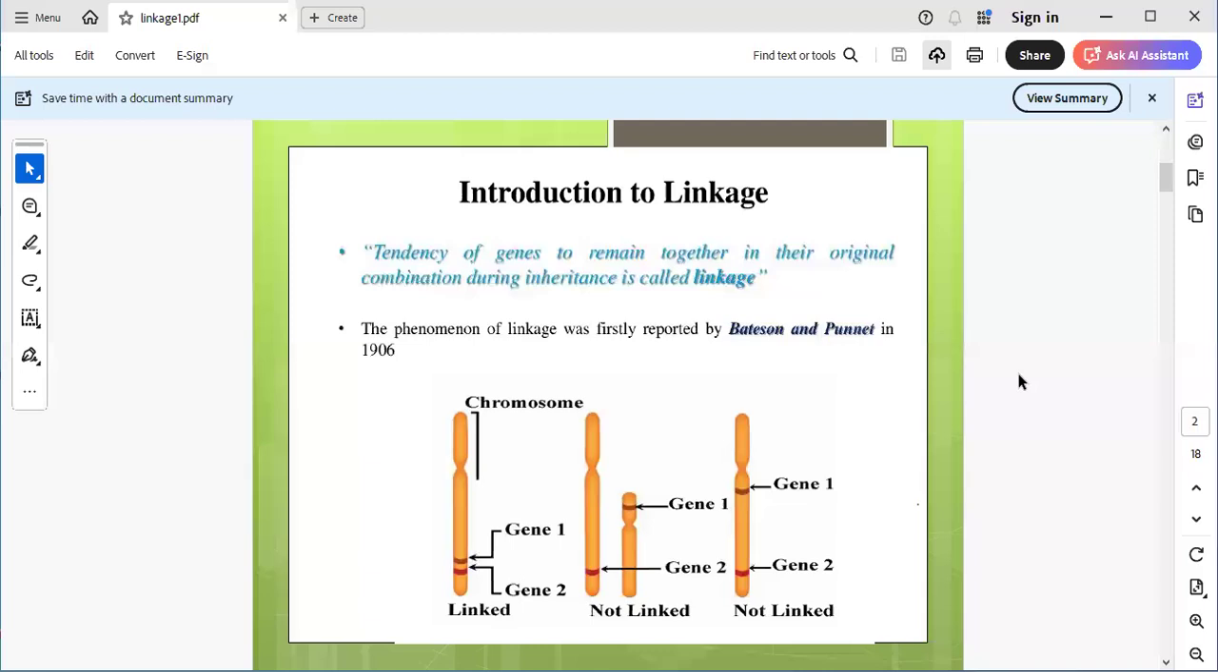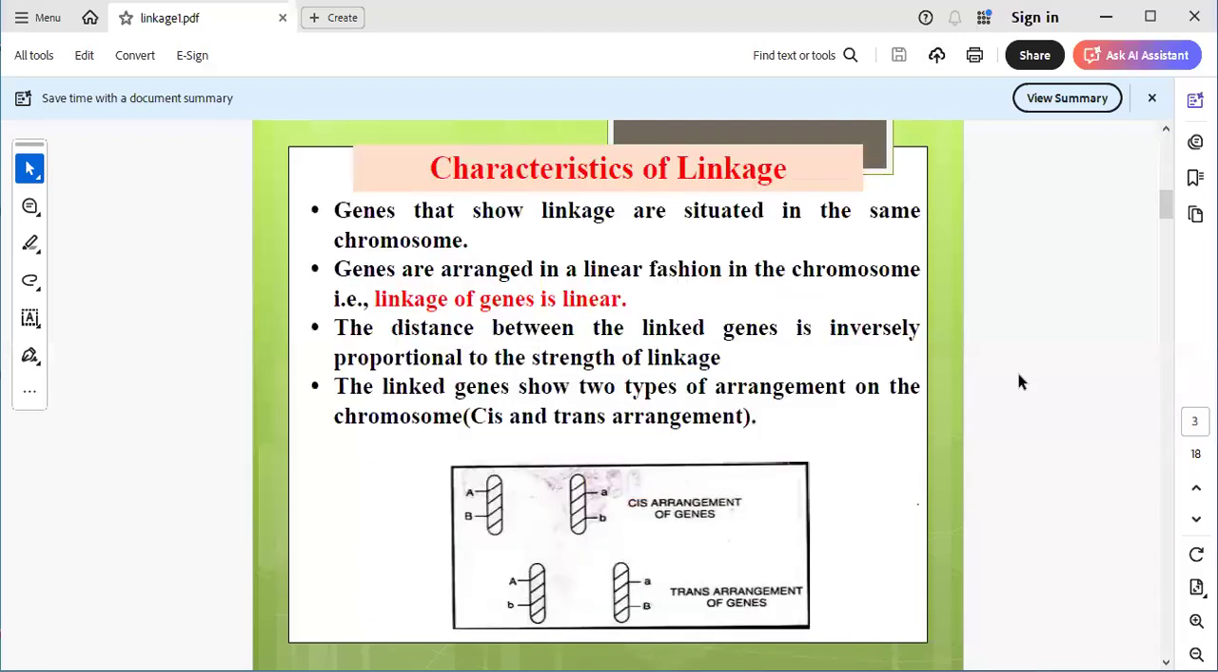So what is the characteristics of linkage? Genes that show linkage are situated in the same chromosomes. Whatever genes are present on the chromosomes, those genes only exhibit the linkage phenomena. Genes are arranged in a linear fashion in the chromosome, so we can expect the genes are arranged in a linear line. The distance between the linked genes is inversely proportional to the strength of linkage.